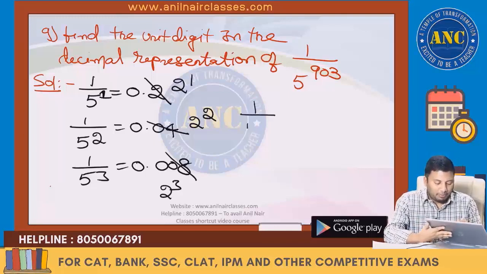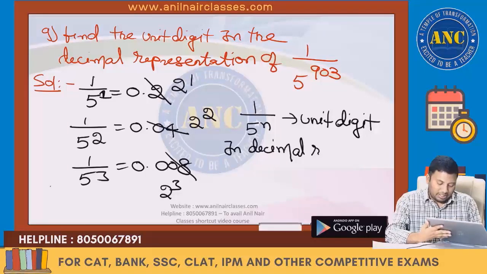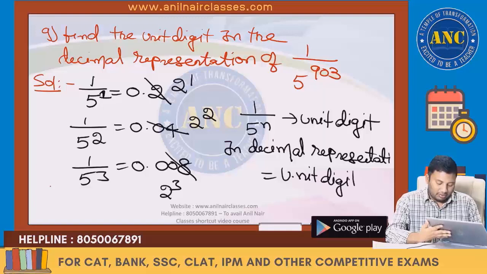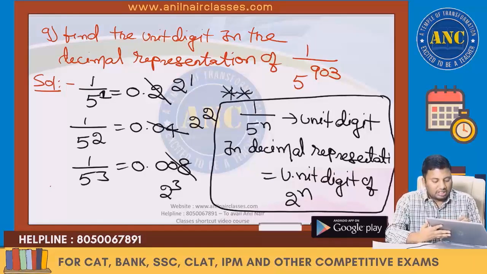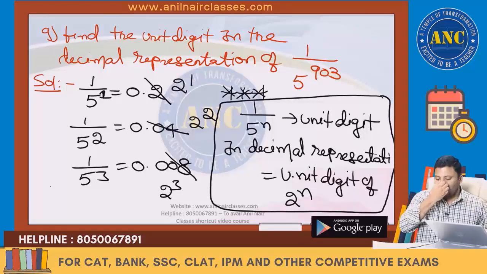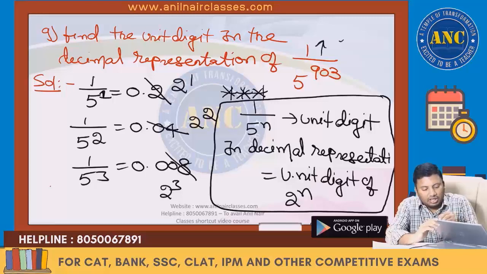So 1 by 5 power n, unit digit in decimal representation will be the unit digit of 2 power n. Please write down. Unit digit of 2 power n. 1 by 5 power n, unit digit is nothing but the unit digit of 2 power n. So this is nothing but 2 power 903.